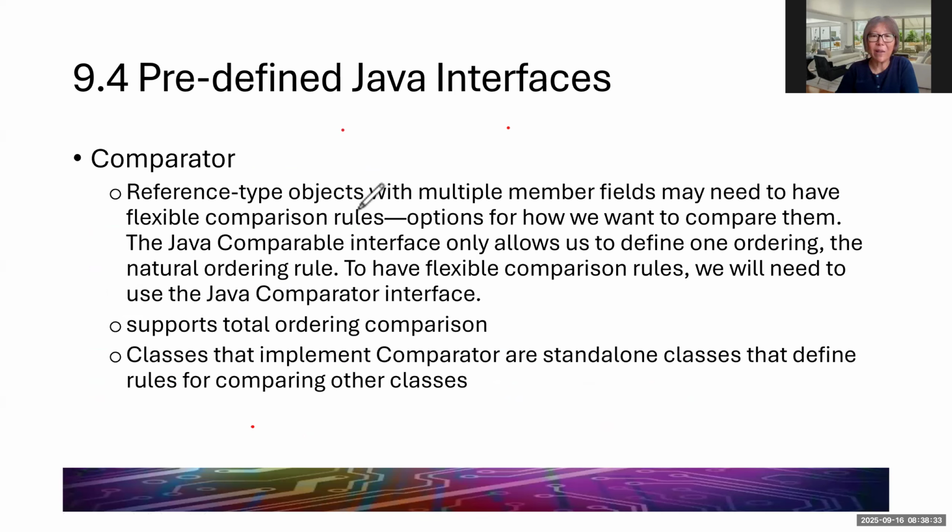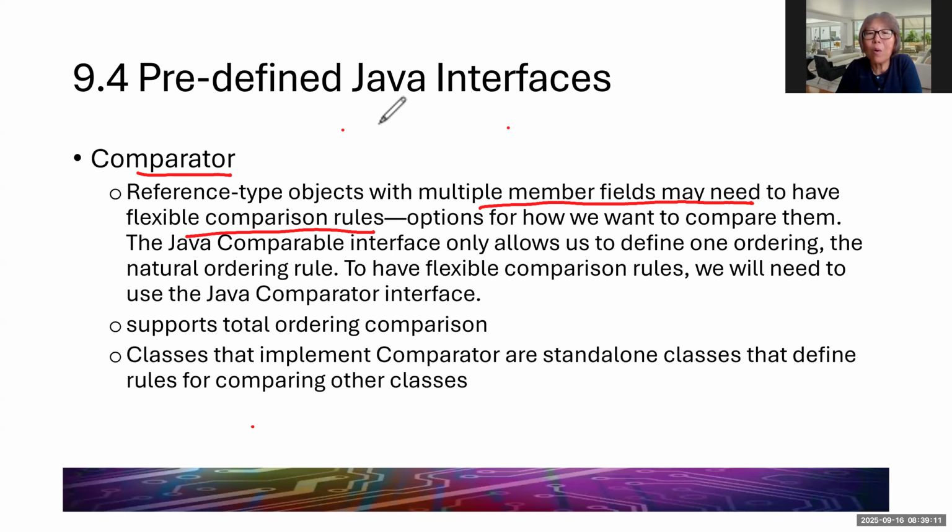There is another Java interface, the Comparator interface, which is different from Comparable. It's also a functional interface, and it only has one method you need to implement. But this time, for a reference type object with multiple member fields, we need a flexible comparison rule.